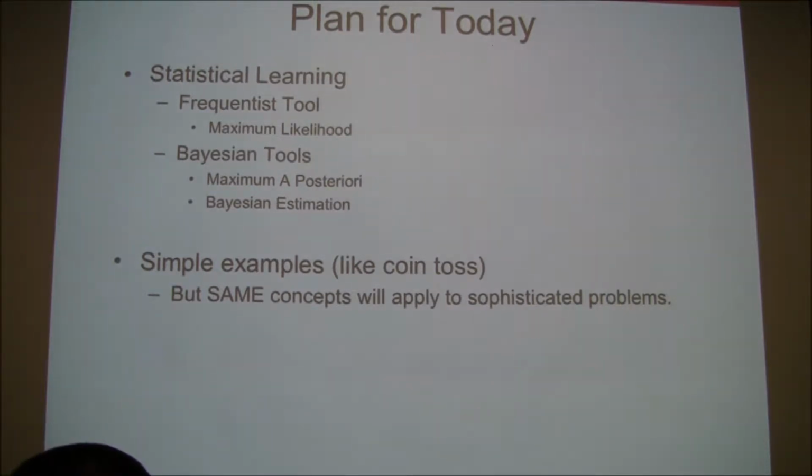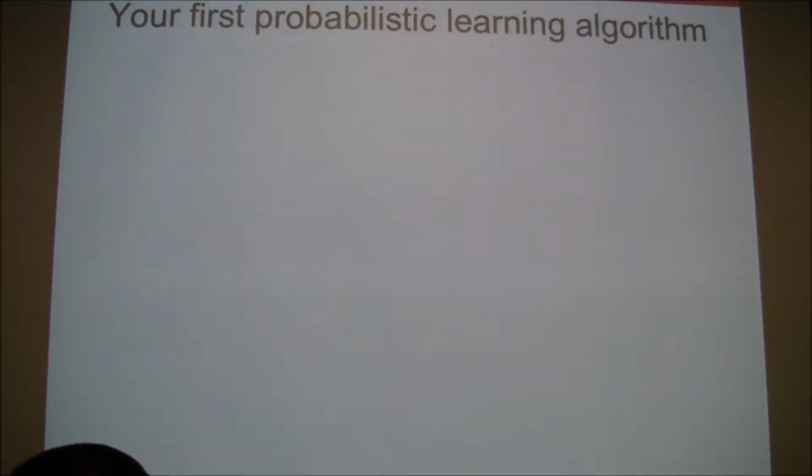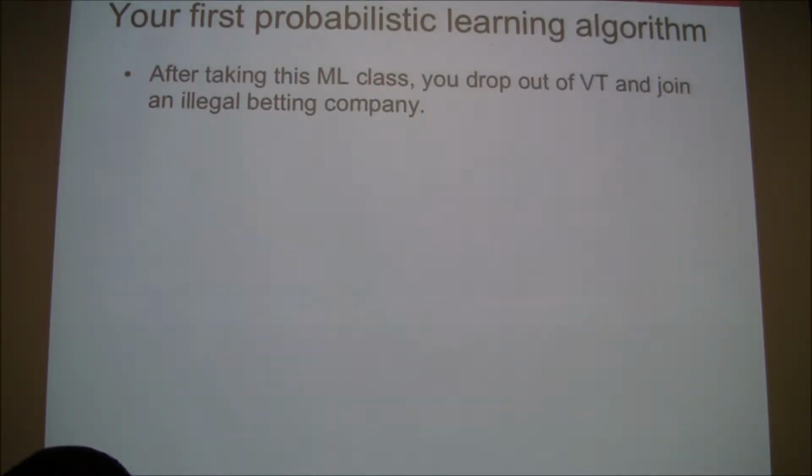Okay. So here's your first probabilistic learning algorithm. Here's the scenario. After taking this class, you drop out of Virginia Tech and you join an illegal betting company. You feel that your skills are better utilized at making money, the most important thing in the world, rather than actually contributing to something. Fair enough. We actually will teach you ethics.